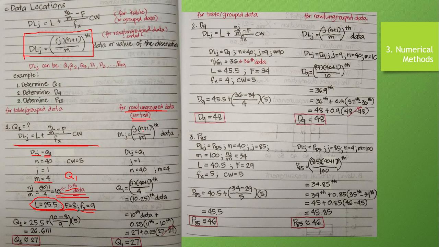D sub j is j times the quantity of n plus 1, divided by m's data. So we need to get only j, n, and m. Since we are looking for Q1, our j is 1, n is 40, m is 4. So that's 1 times 40 plus 1 divided by 4, which means our Q sub 1 is the 10.25th data. Take note of the decimal.